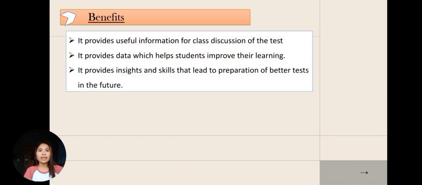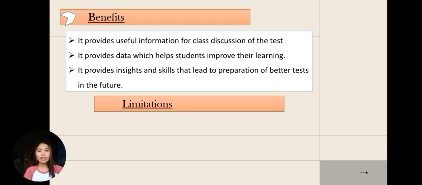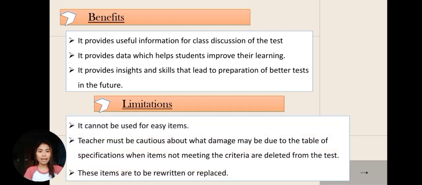The benefits of item analysis: first, it provides useful information for class discussion of the test. Second, it provides data which helps students improve their learning. Third, it provides insight and skills that lead to preparation of better tests in the future. Item analysis does have limitations, such as it cannot be used for easy items. Second, teachers must be cautious about what damage may be done to the table of specifications when items not meeting the criteria are deleted from the test, and these items are to be rewritten or replaced.